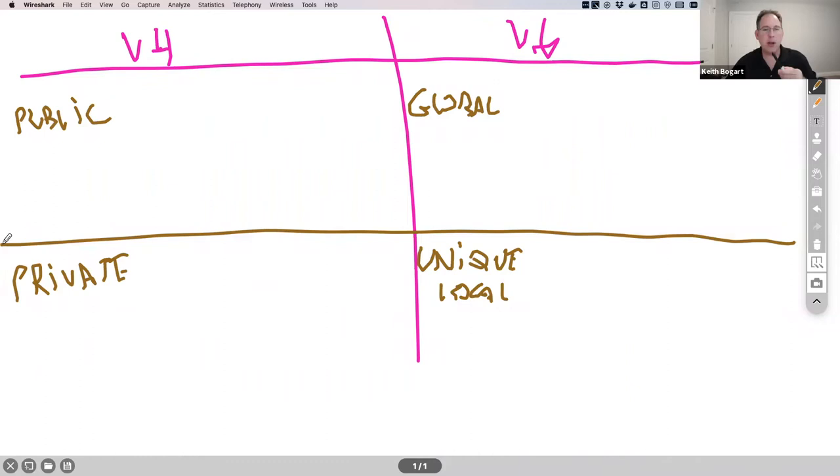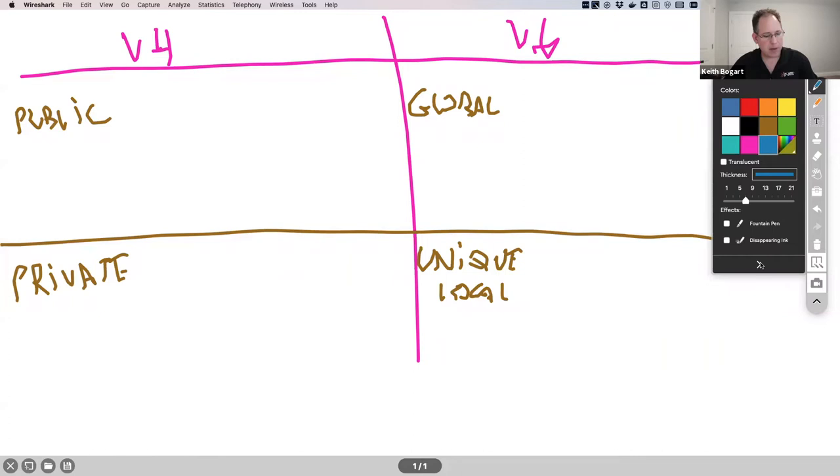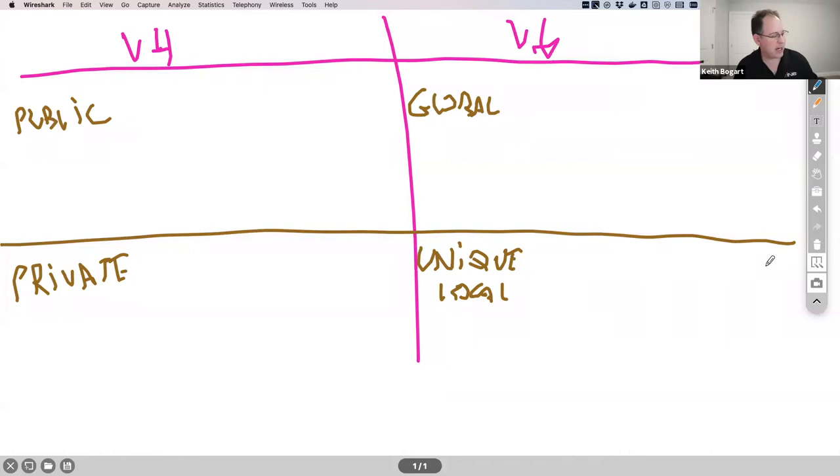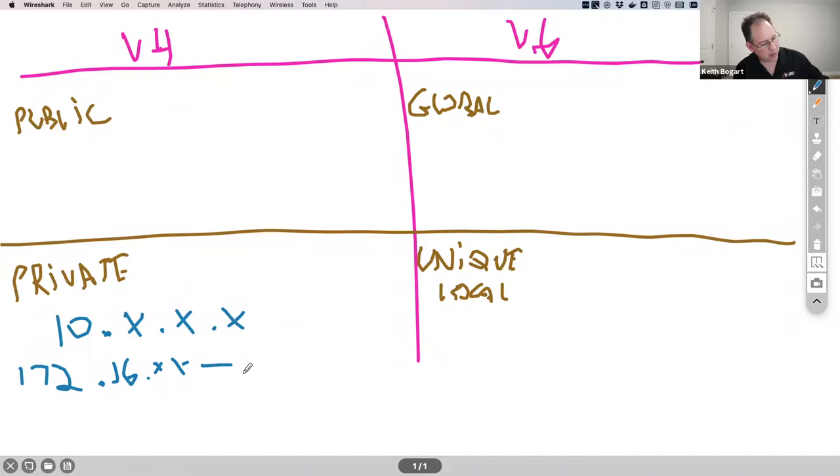Well, in the world of IPv4, let's just start with the private addresses because it's actually easier to identify those. In the world of IPv4, private IP addresses fall into three different ranges. Anytime you see an IP address that begins with 10 dot anything, we don't care what the remaining bits are, or 172.16 dot anything through 172.31 dot anything, or 192.168 dot anything.